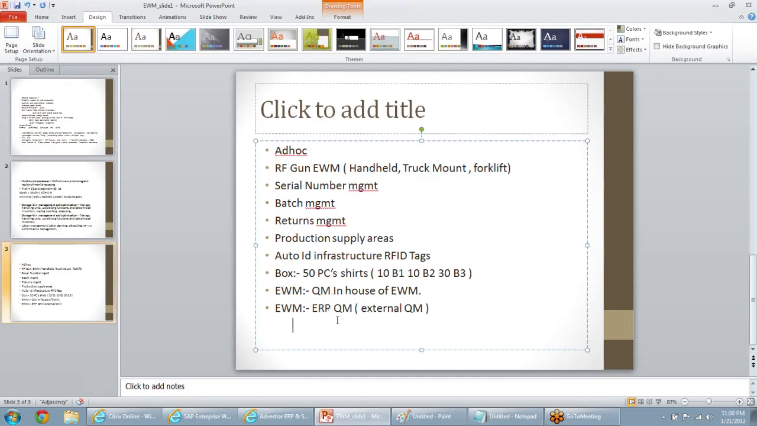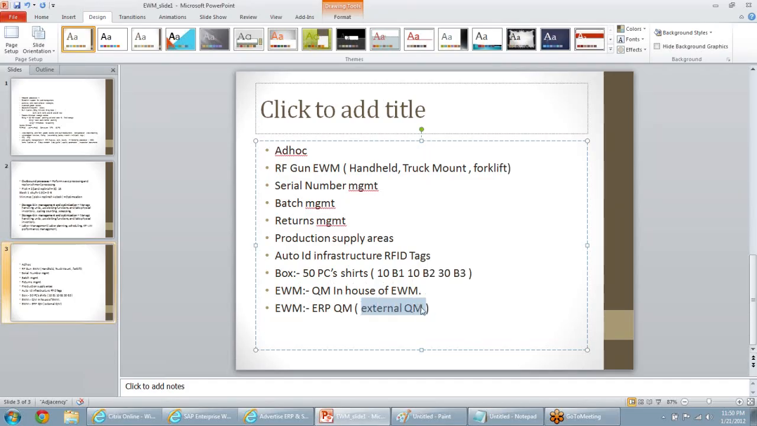See, that's what, you can have the QM in the ERP or you can have the QM in the EWM. Suppose your company already has quality management available in the ERP, you can always integrate EWM with the ERP QM module, so that the quality inspection takes place in the ERP system. Or you can do the external quality management also, so that I create my inspection document, but the decision happens in the external quality management system.